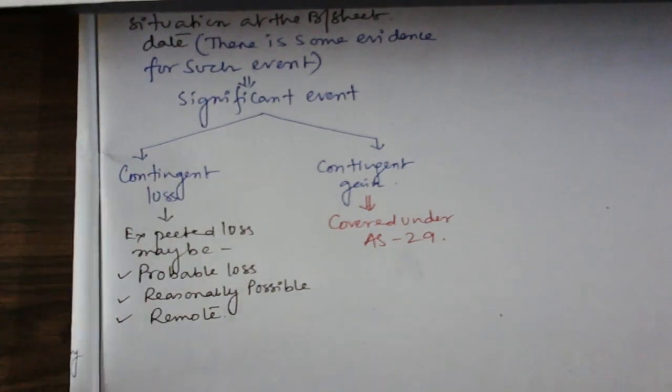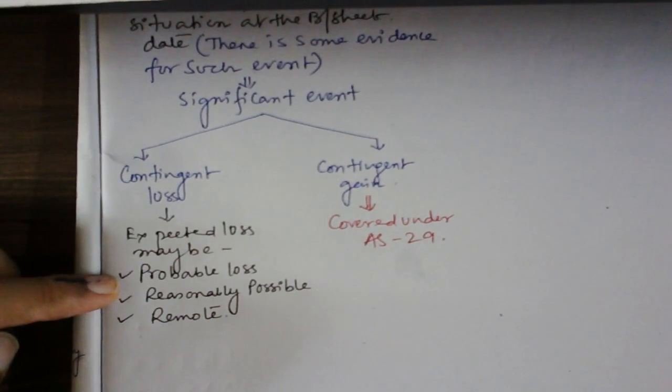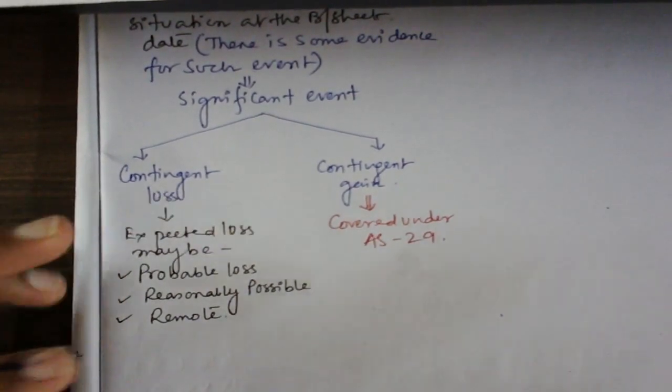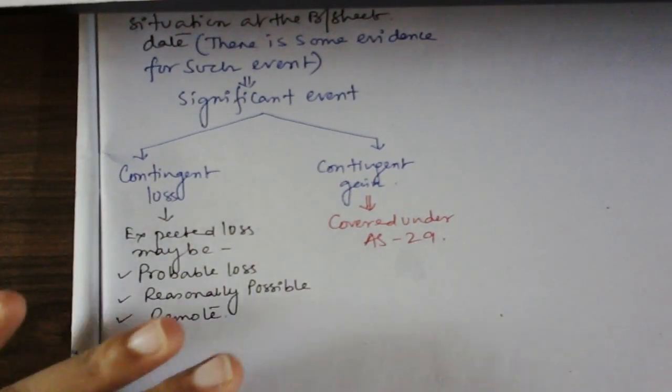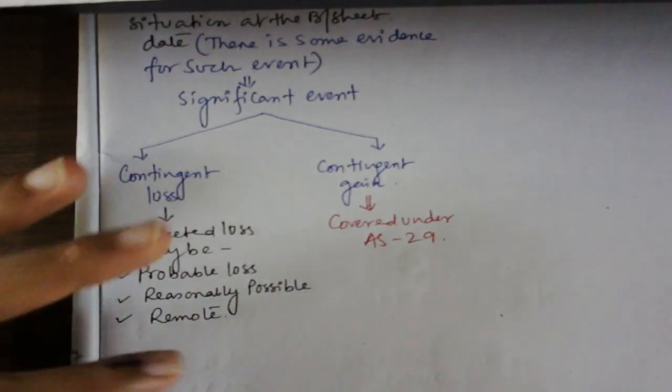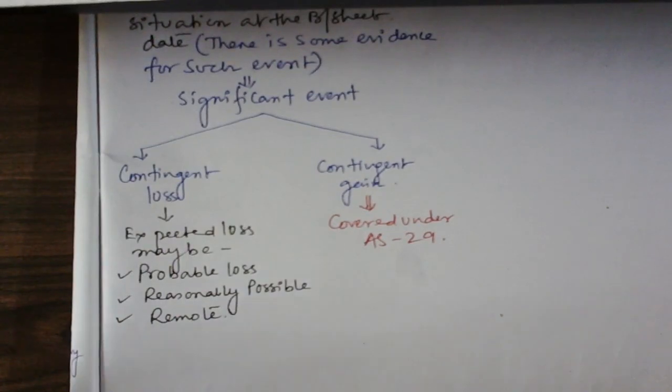So these three you have to understand: expected loss may be probable loss or reasonably possible and obviously the remote chances. Remote contingency means very remote cases to happen. A probable loss means high probability to get the losses. Reasonably possible means that it may happen. Okay.